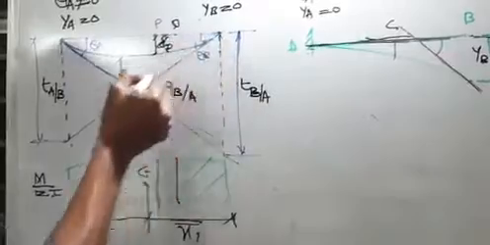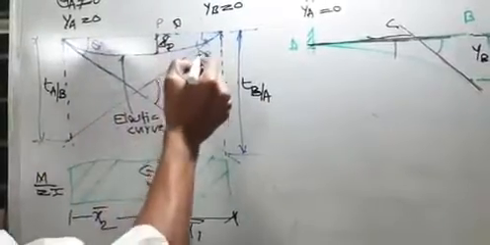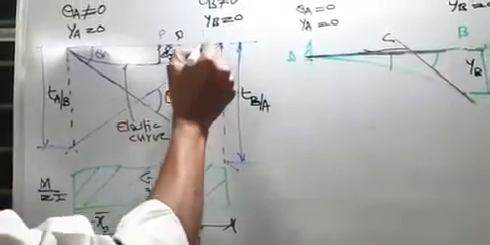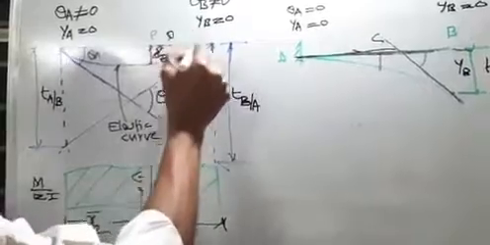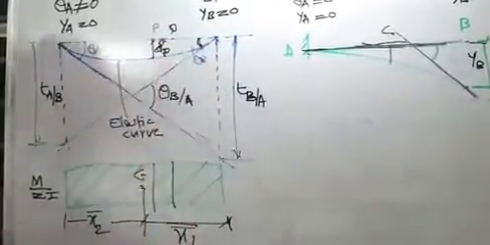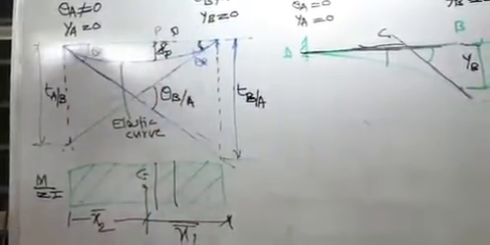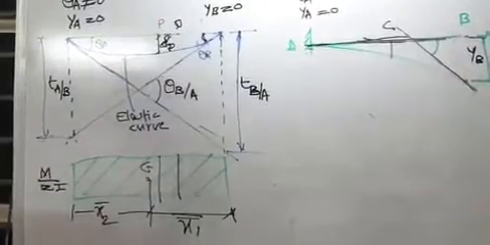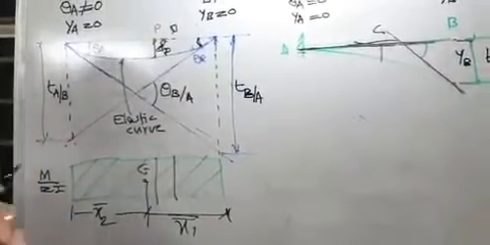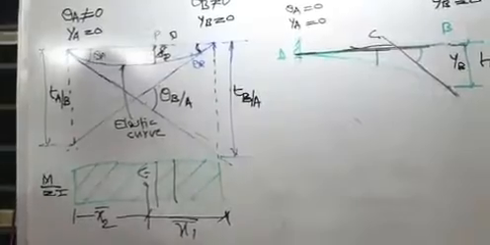Similarly, if you draw the tangent at B, it will come like this. The angle made by the deflected curve at B with respect to the axis of the beam, we will take it as theta B. Now, let us recall moment area theorem number 1. What does moment area theorem number 1 say?